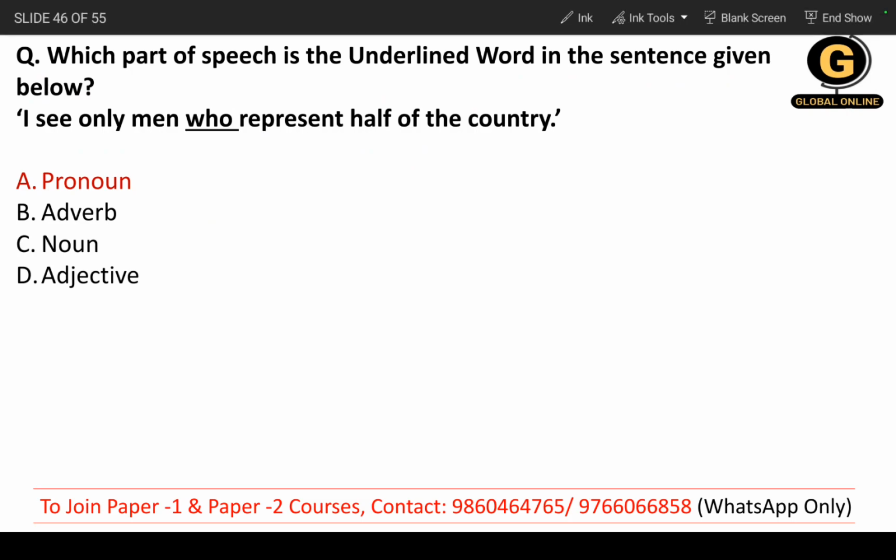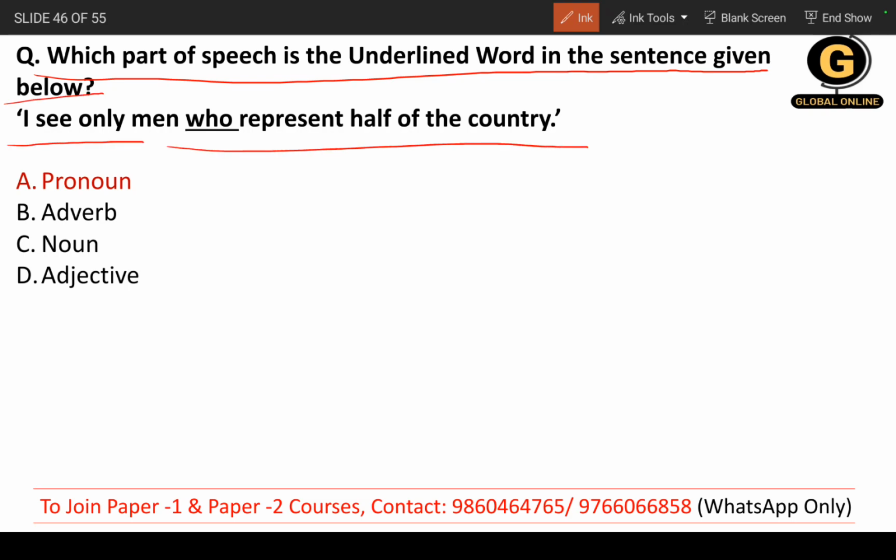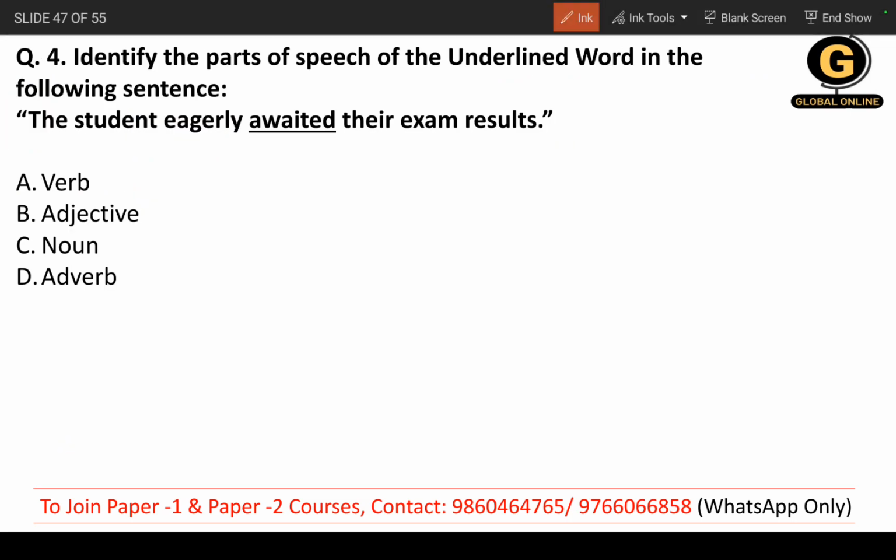Now, which part of speech is the underlined word in the sentence given below? I see only men who represent half of the country. So I told you that if you are using a pronoun instead of a noun, it simply enhances a sentence. Okay, so who is enhancing the sentence, and what is who? It is actually on behalf of a noun. Men is the noun. So on behalf of men, who has been used. So it's a pronoun. Correct answer is A.